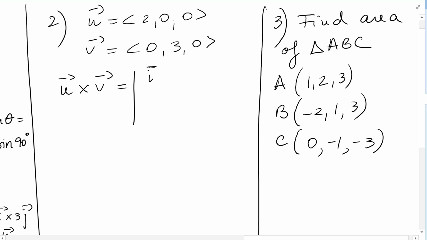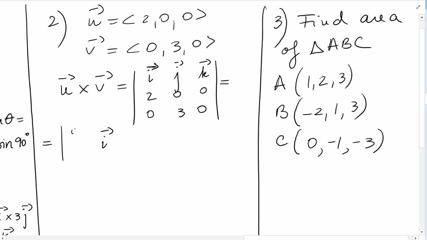So i, j, k on the first row, and then 2, 0, 0, the vector u, and 0, 3, 0, vector v. In order to calculate them, we go by i, and if we cross out the row of i and the column of i, we are left with 0, 0, 3, 0, the determinant, minus another determinant, j. The minus is from the formula. The first one is plus, the second one is minus, and the third one is plus.